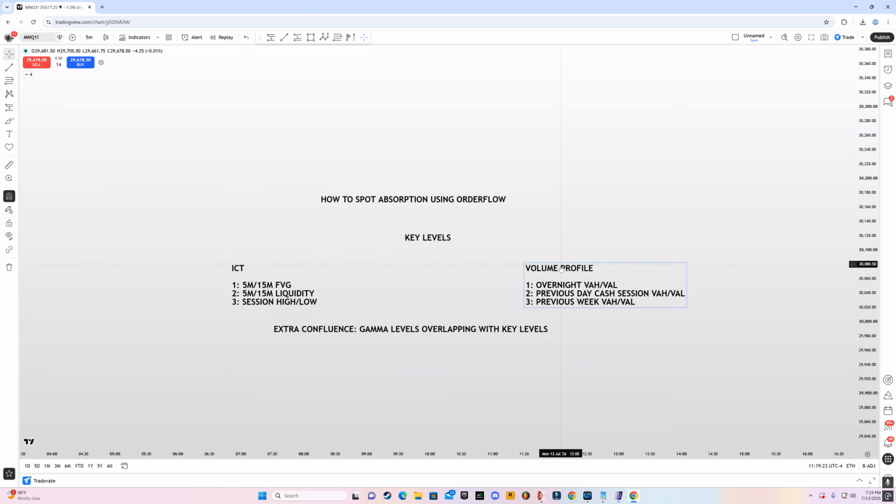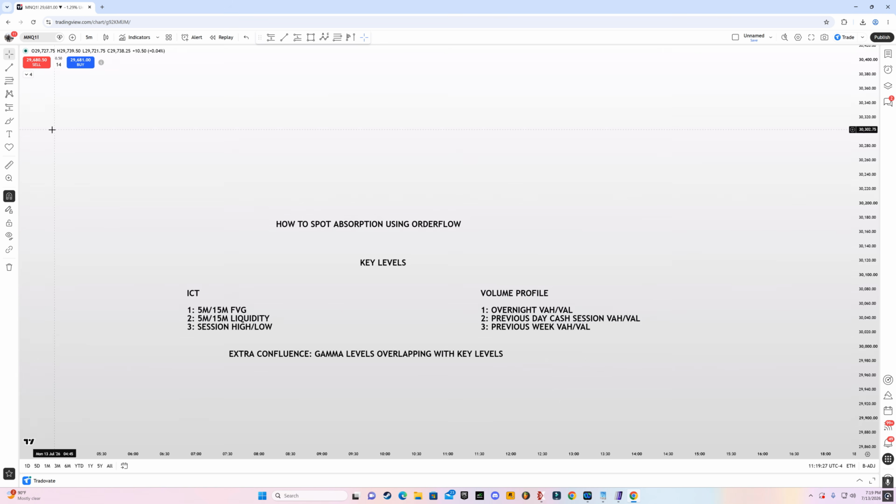For volume profile, we're going to use the overnight value area high and overnight value area low. So the overnight volume profile starts from 18 till 9:29 or 9:30. Okay, I keep it at 9:30. That's perfect. So this is the overnight volume profile, right? And we want to look for absorption at the value area high and value area low.